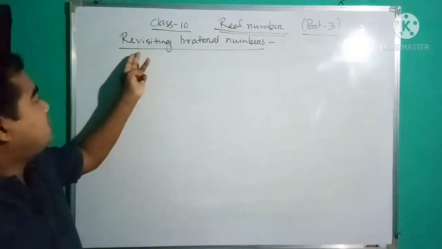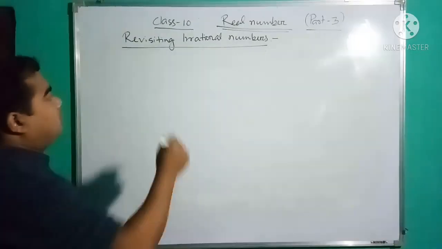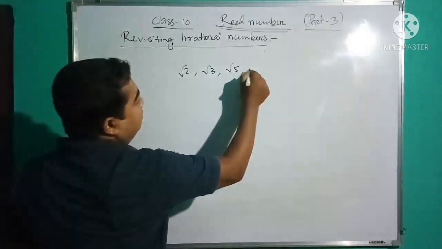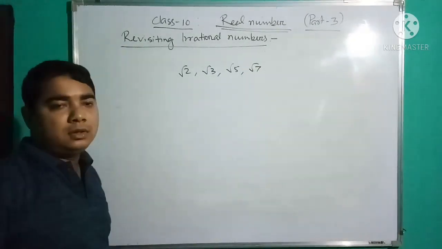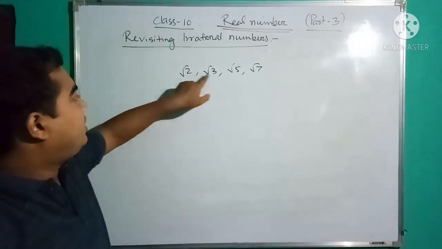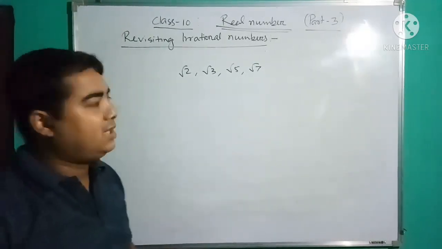Now, the topic is revisiting irrational numbers. We know root 2, root 3, root 5, root 7. These are called irrational numbers. Why? Because if there is any prime number under the square root, these are called irrational numbers.